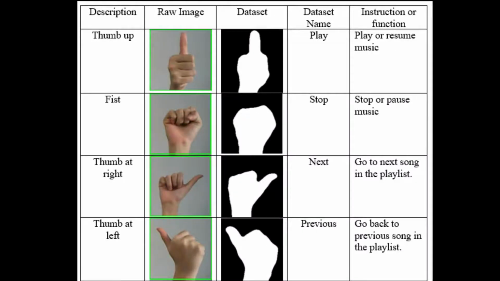There are 4 types of operation that can be performed by this system, which are play, pause, go to the next song, and go back to the previous song. And this shows the gestures we can use to perform these actions.